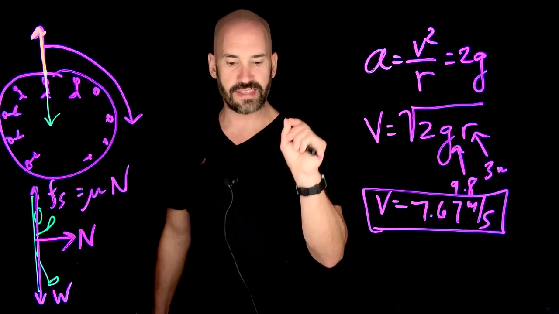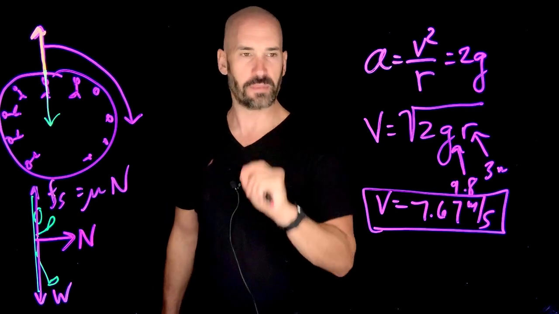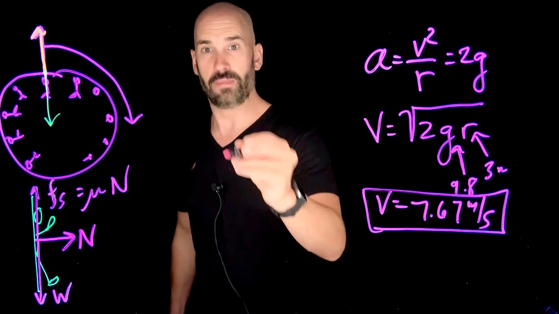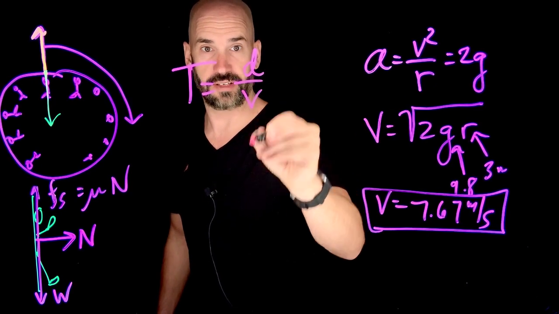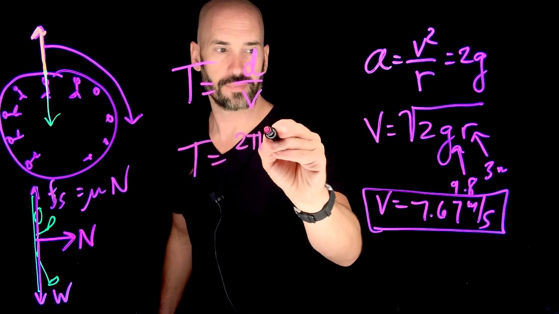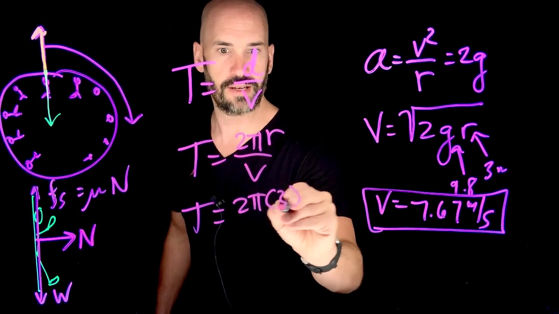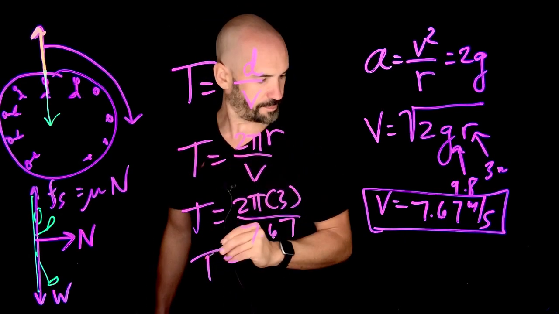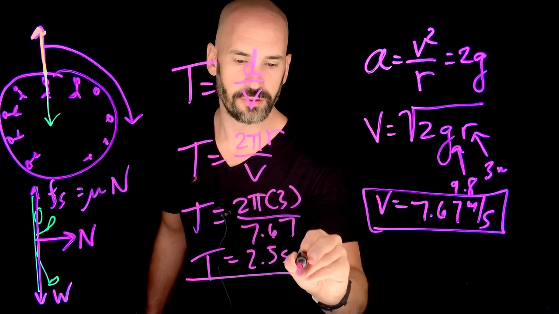Next question is, at this speed, how long does it take the ride to complete 1 revolution? So this is another way of me sneaking in a period question. How long does it take for 1 revolution? That's just period again. Remember, period is just equal to the distance that you're traveling divided by the velocity. And that's the distance of 1 full revolution, which is just 2 pi r. So that's just going to be 2 times pi times 3 divided by the velocity, which is 7.67. So it takes us, according to my calculation, 2.5 seconds to complete 1 full revolution.